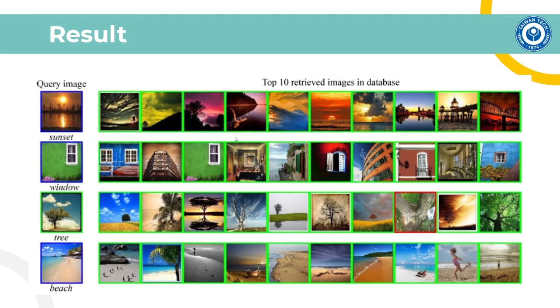As you can see, all the images retrieved by the model are from the same class for the sunset, window, and the beach. But for the tree there is a misclassified one, which is this image. And as you can see, overall the model performs very well in this image retrieval task, retrieving the images from the database.